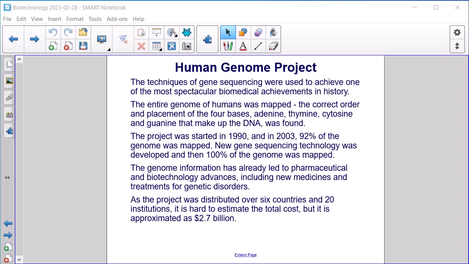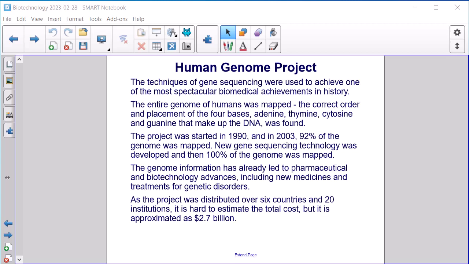Human Genome Project. The techniques of gene sequencing were used to achieve one of the most spectacular biomedical achievements in history. The entire genome of humans was mapped. The correct order and placement of the 4 bases, adenine, thymine, cytosine, and guanine, that make up the DNA was found. The project was started in 1990, and in 2003, 92% of the genome was mapped. New gene sequencing was developed, and then 100% of the genome was mapped.